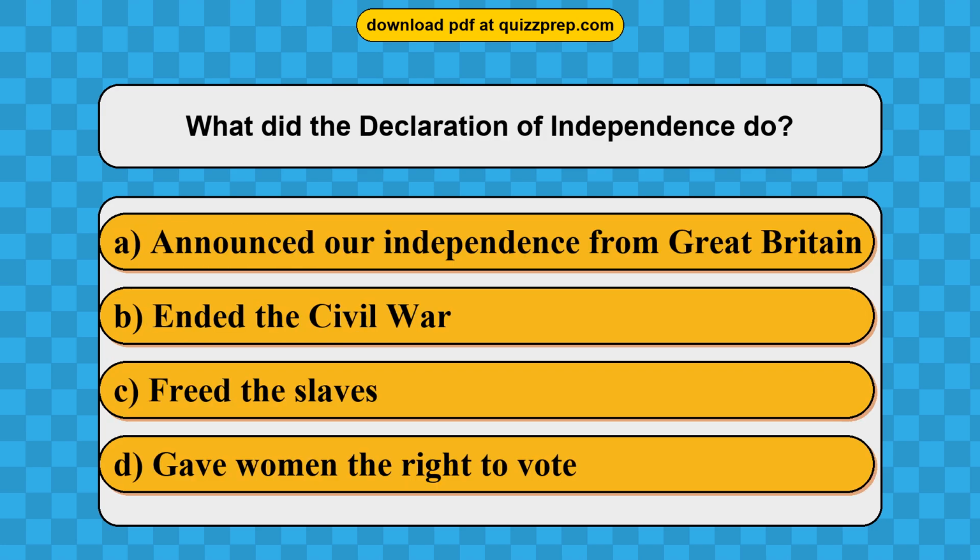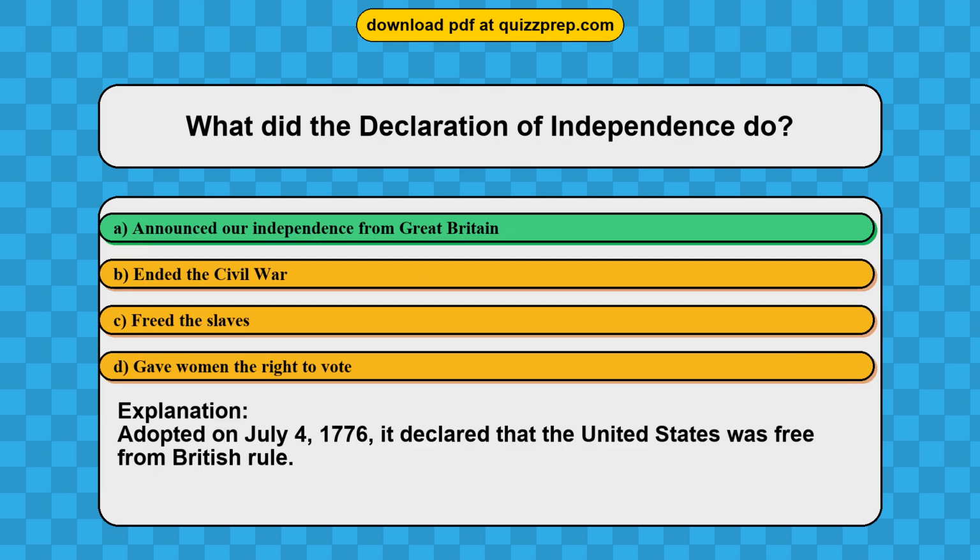Question 90. What did the Declaration of Independence do? Option A. Announced our independence from Great Britain. Option B. Ended the Civil War. Option C. Freed the slaves. Option D. Gave women the right to vote. The correct answer is option A, announced our independence from Great Britain. Adopted on July 4, 1776, it declared that the United States was free from British rule.